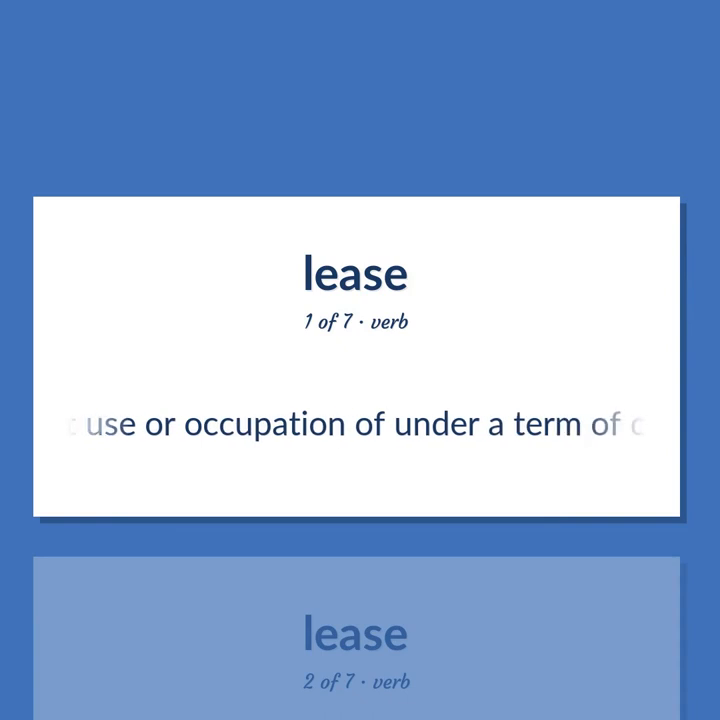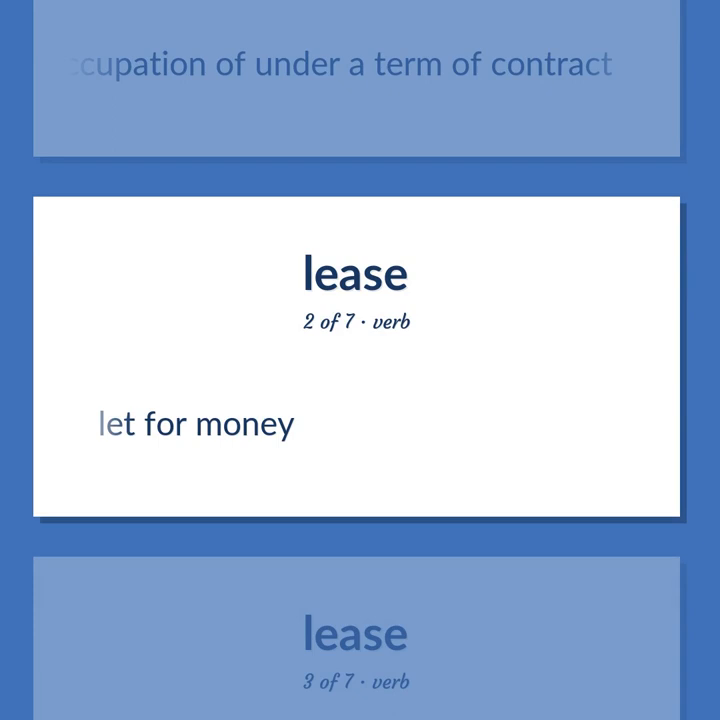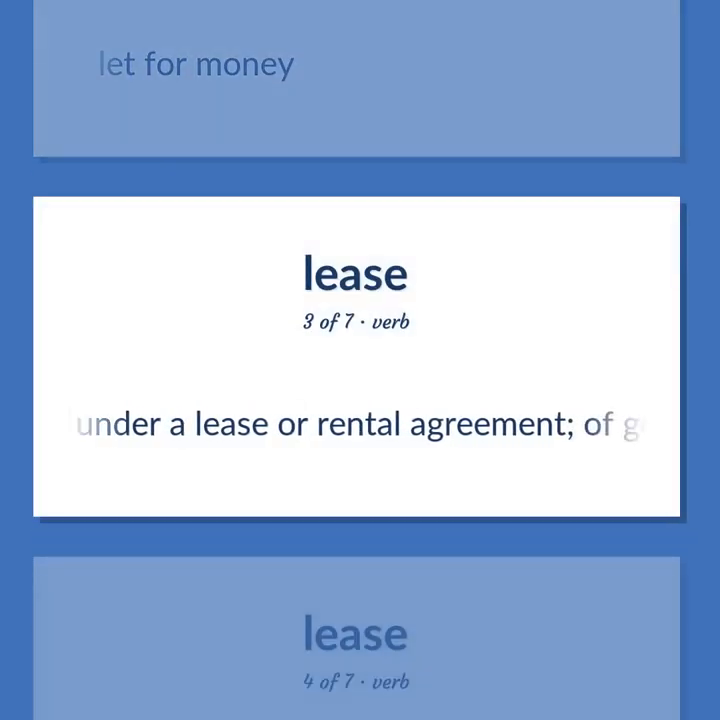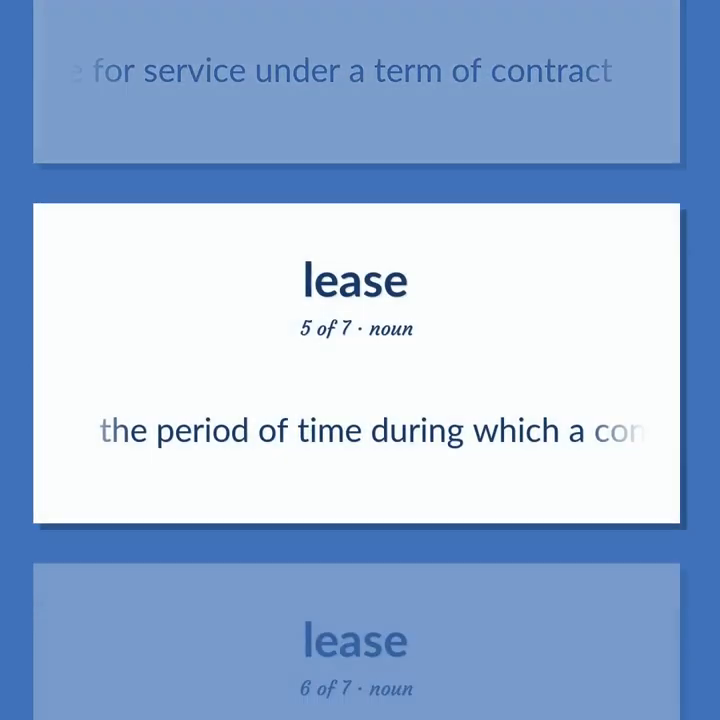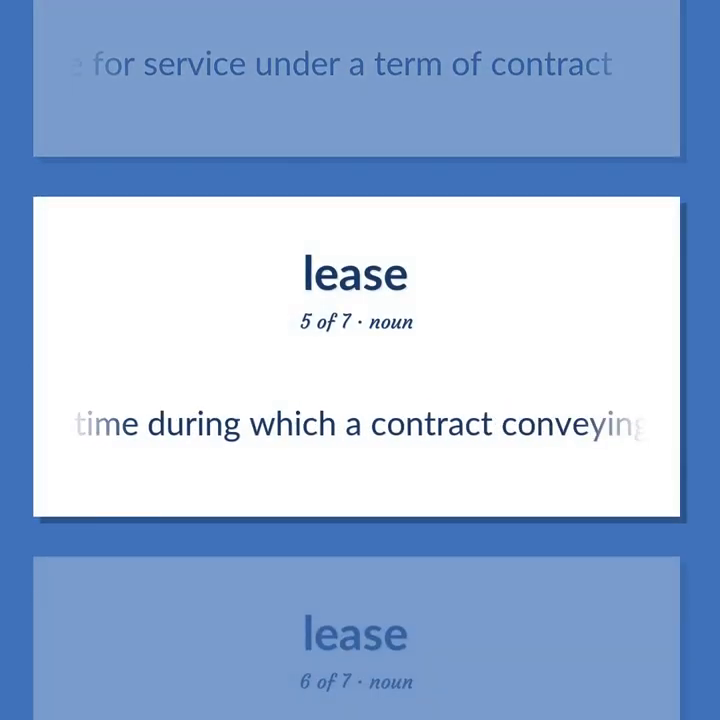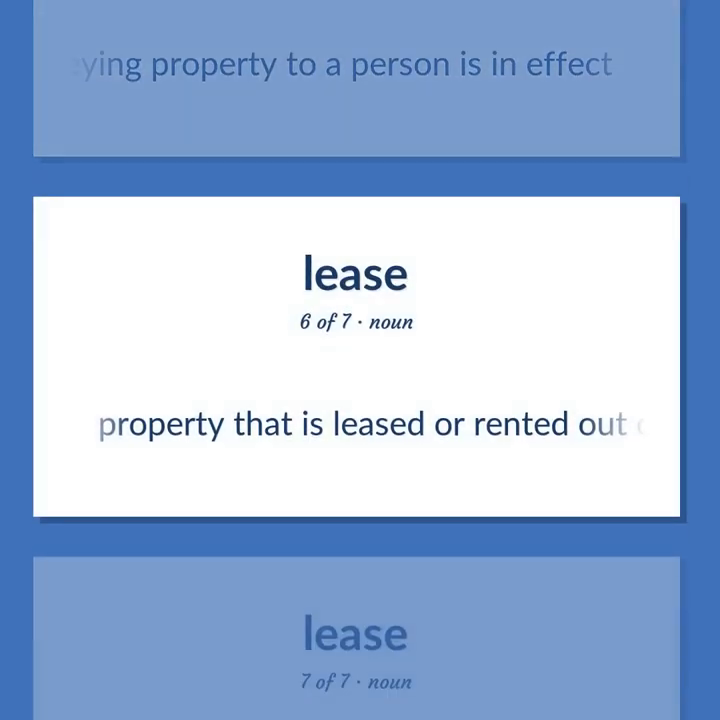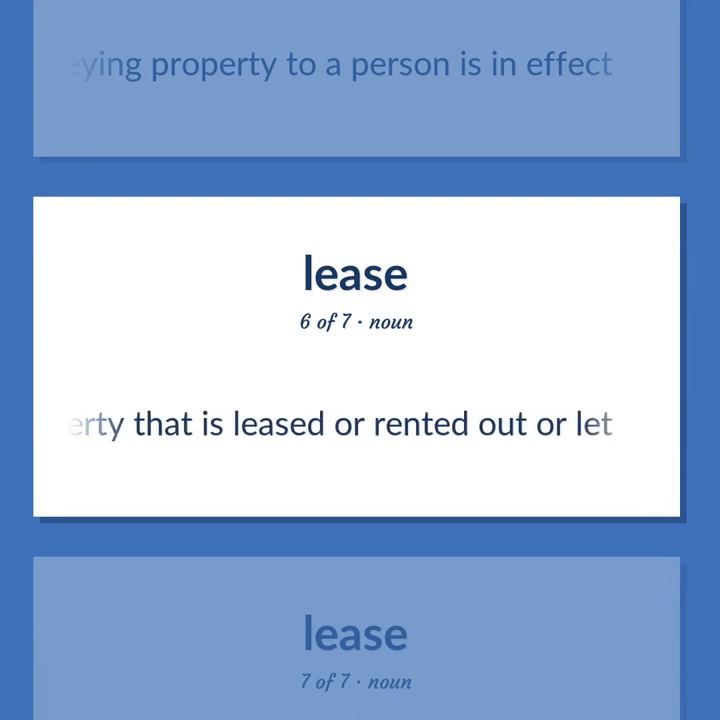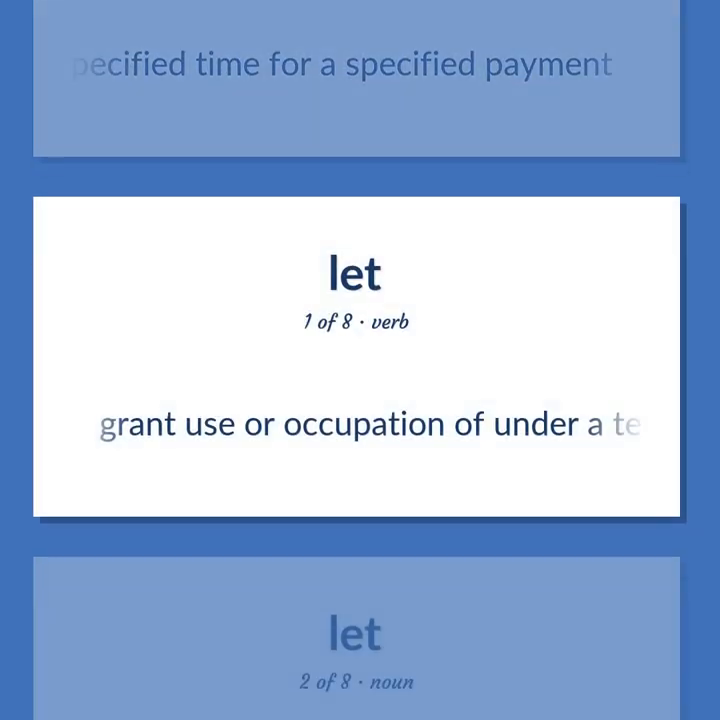Grant use or occupation of under a term of contract. Let for money. Hold under a lease or rental agreement of goods and services. Engage for service under a term of contract. The period of time during which a contract conveying property to a person is in effect. Property that is leased or rented out or let. A contract granting use or occupation of property during a specified time for a specified payment. Grant use or occupation of under a term of contract.